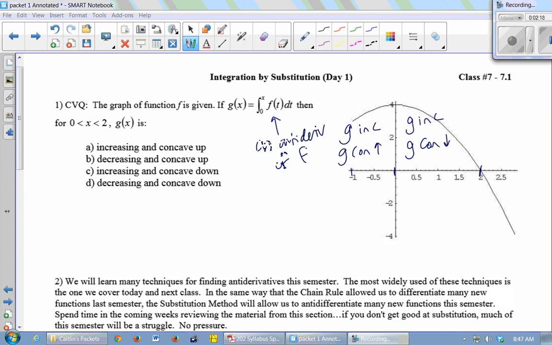So they only asked us about 0 to 2. So we're just talking about increasing concave down. Good.